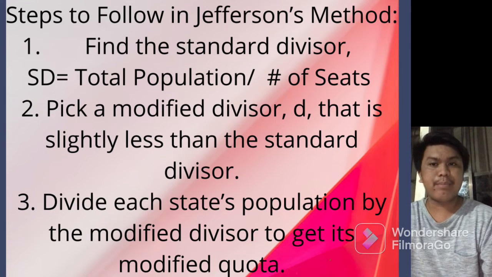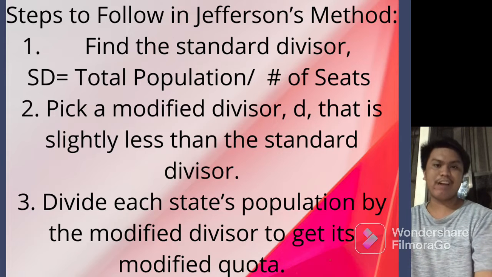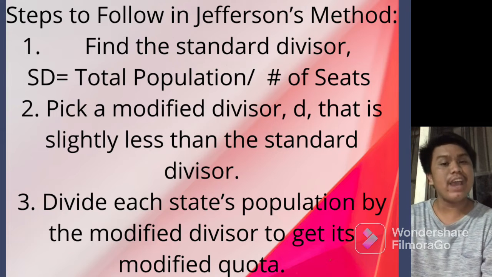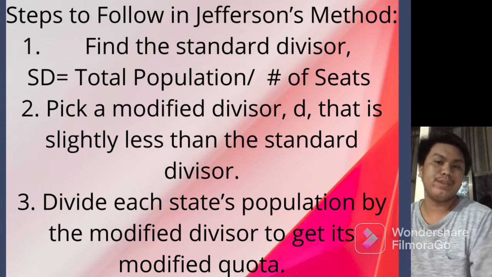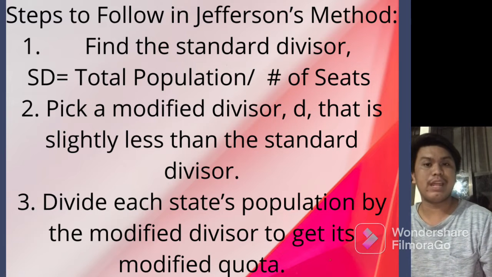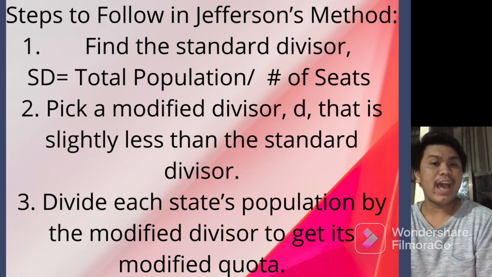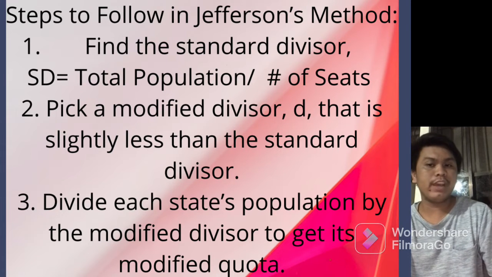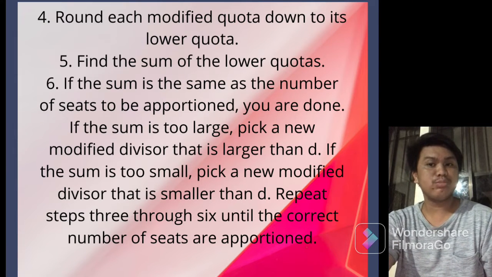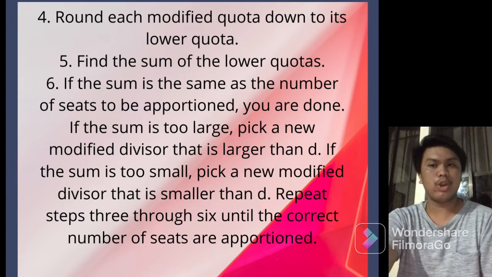Here are the 6 steps to follow in Jefferson's method. Number 1, find the standard divisor. The standard divisor will be the total population divided by the number of seats. Number 2, pick a modified divisor, represented by small letter d, that is slightly less than the standard divisor. Number 3, divide each state population by the modified divisor to get its modified quota. Number 4, round each modified quota down to its lower quota. Number 5, find the sum of the lower quotas.